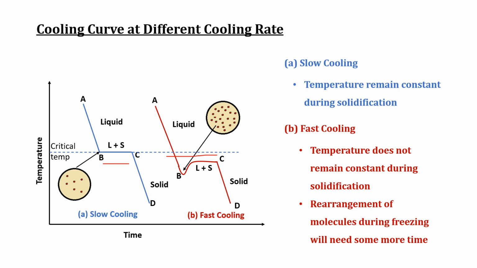These two curves of slow cooling and fast cooling are for the same metal, but the cooling rate is different. Therefore, the freezing temperature or critical temperature is different for the two curves, because in fast cooling the rearrangement of molecules during freezing needs some more time to convert into solid state. Therefore, it dips down slightly. The temperature goes below the critical temperature, and solidification starts. So this is another difference between slow cooling and fast cooling of a metal.